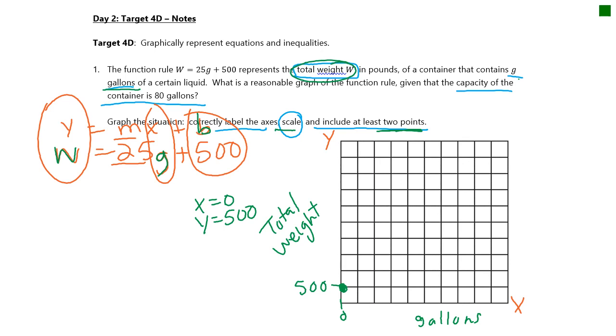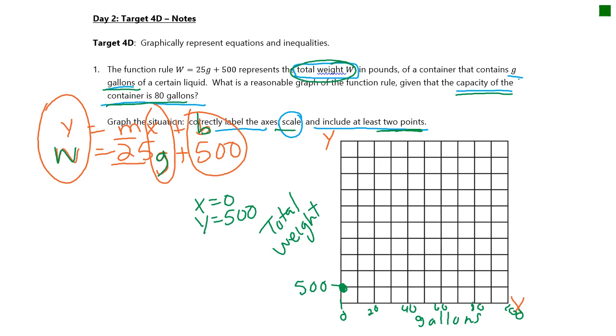Do we know how many gallons we are going to go? I really don't know, but they told you that the capacity of the container is 80 gallons. That means that the container cannot hold more than 80 gallons. The most it could be is 80. So I could go from 0 to 80. I'm going to do 20, 40, 60, 80, and 100. I went by 20s.